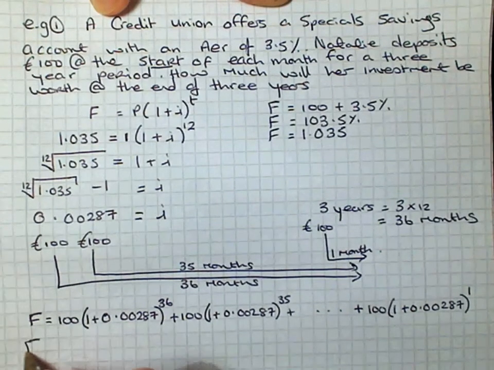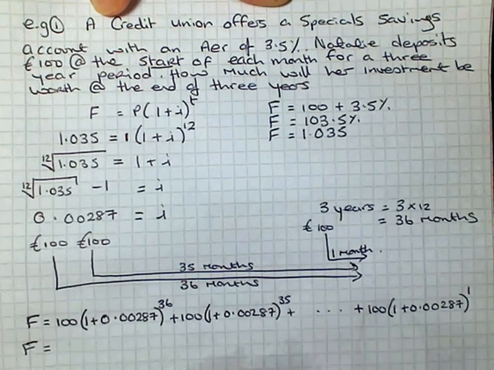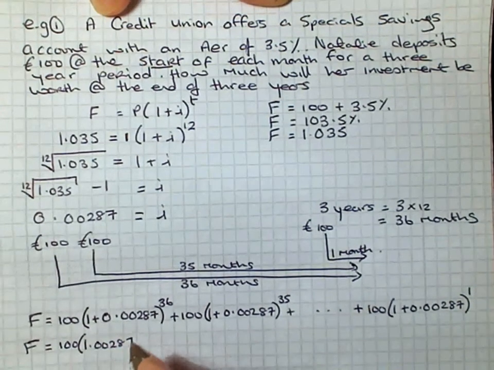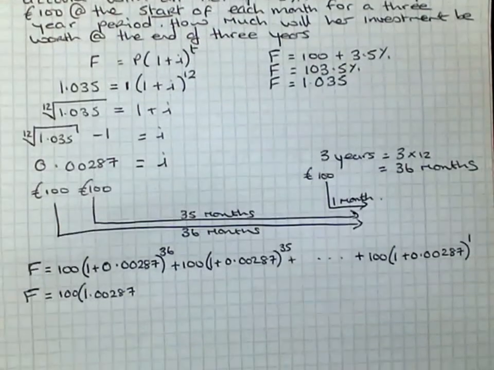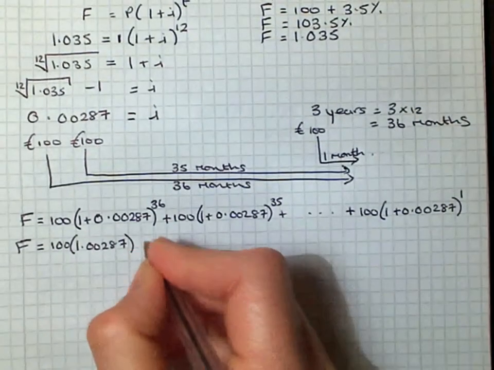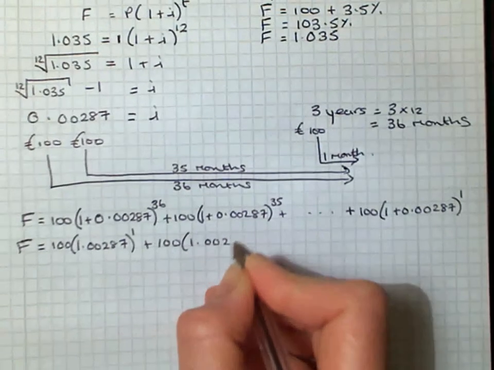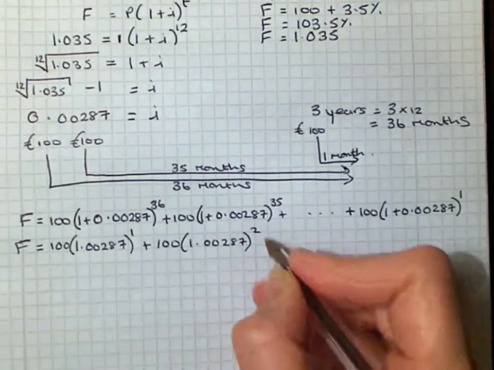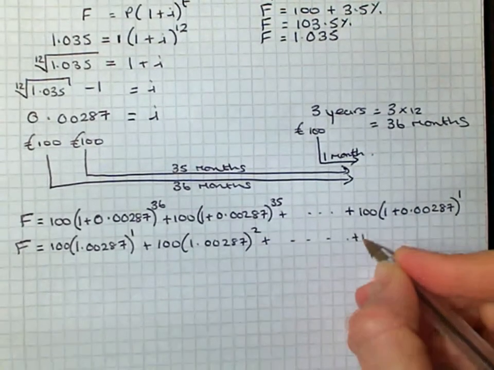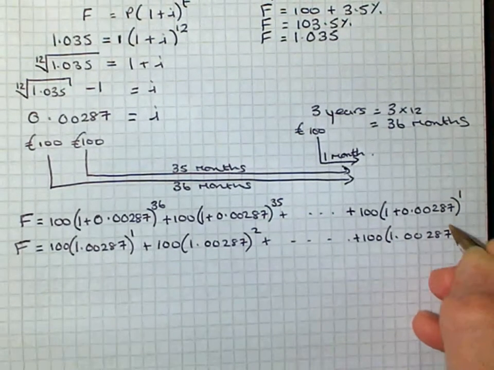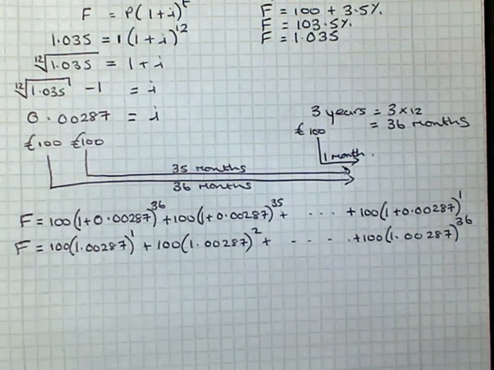Okay, so now we rearrange it, and we put the smallest terms first. So it's 100 by 1.00287 to the power of 1 plus 100 by 1.00287 to the power of 2, all the way to the very last term, which is 100 by 1.00287 to the power of 36.